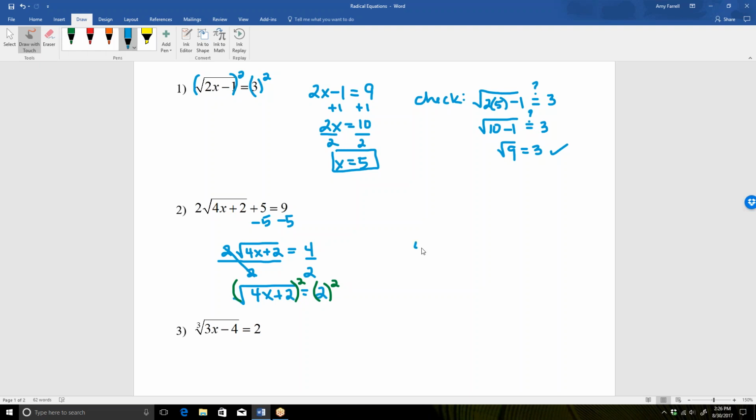When we square the square root of 4x plus 2, we just get 4x plus 2. When you square 2, you get 4. And I'll solve this two-step equation here. And I'm getting that x equals 1/2. Now, before I say that is definitely my solution, I'm going to do a quick check. So I'm going to plug this in to see if it makes a true statement.